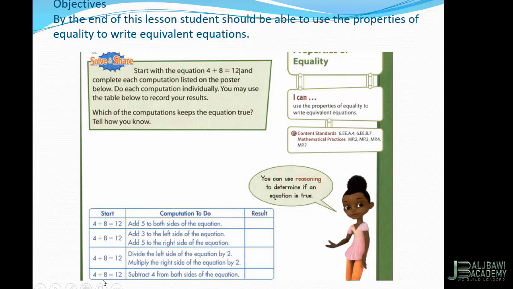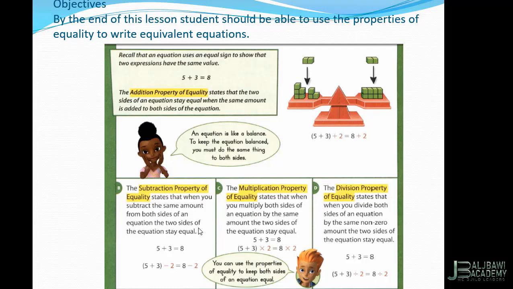Now, the last one: 4 plus 8 equals 12. Subtract 4 from both sides of the equation. So the left side will become 8, and the right side will become 8. So we have the equation still correct. What we understand from this is that if we add or subtract or multiply or divide both sides of the equation by the same number, then the equation will stay correct. This is what we call the properties of equality.